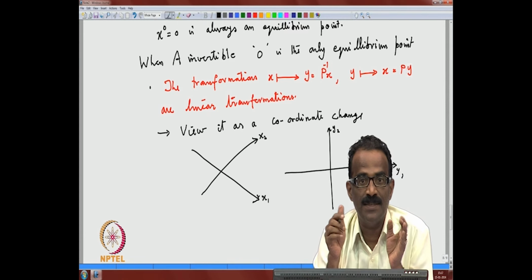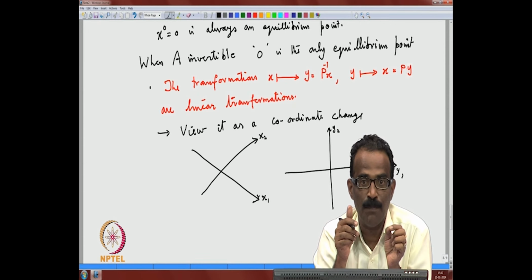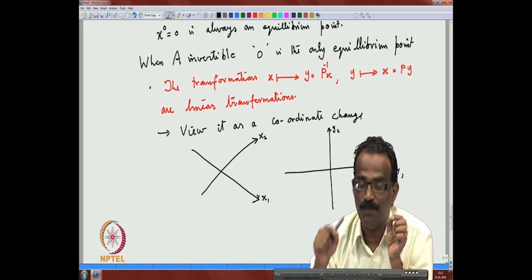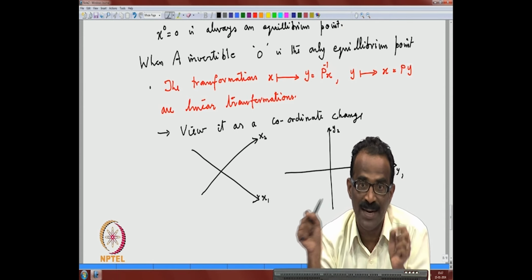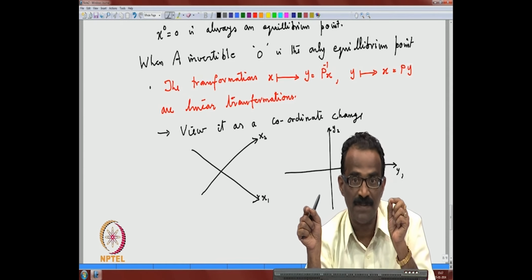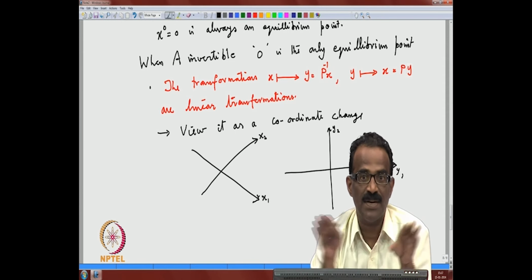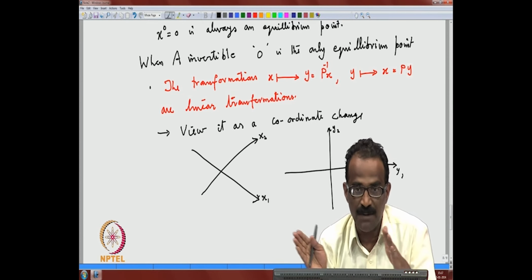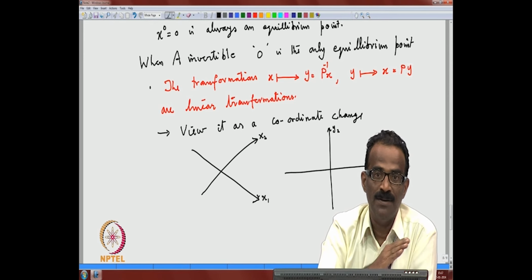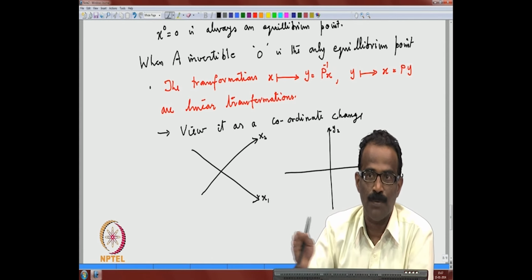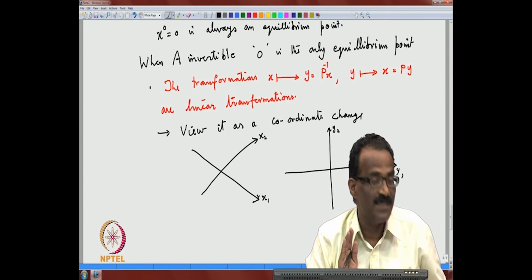Under this coordinate change, for example, if A is invertible and x naught is an equilibrium point, then y naught equal to P inverse of x naught will be an equilibrium point, and those are the only equilibrium points you can get. And the stability of the system: if x naught is stable, which we will see, y naught will also be stable. That is what I say, it does not change. There may be a difference in the movement of the trajectory, but for the stability analysis, you cannot convert a stable equilibrium point to an unstable equilibrium point under linear equivalence. So, fundamentally it is a coordinate change.